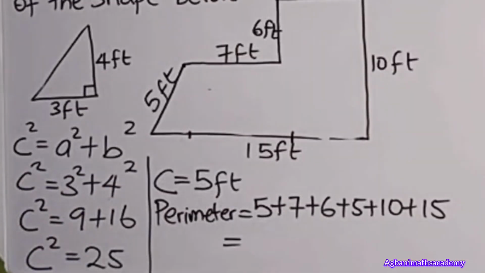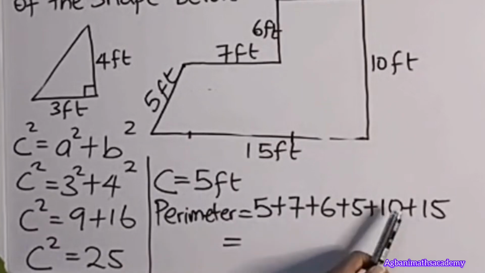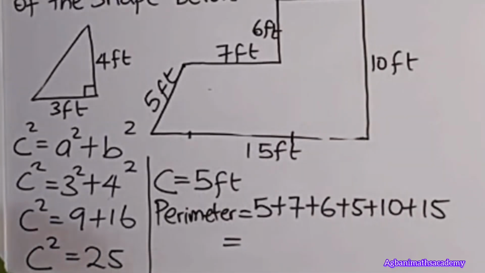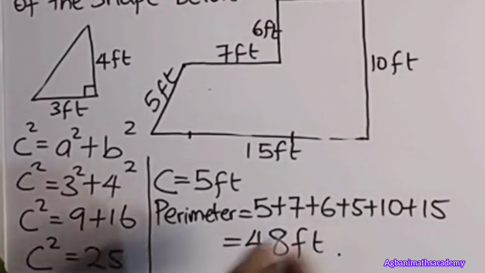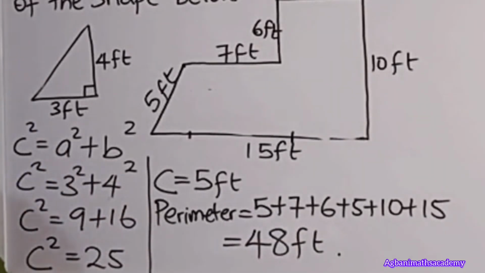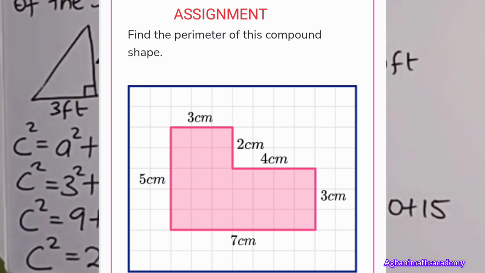So 5 plus 7 gives us 12. 12 plus 6 gives us 18. 18 plus 5 gives us 23. 23 plus 10 gives us 33. 33 plus 15 gives us 48. So the perimeter is 48 feet. That gives us the answer to this question. So in today's class, we've looked at how to calculate the area and perimeter of composite 2D shapes.